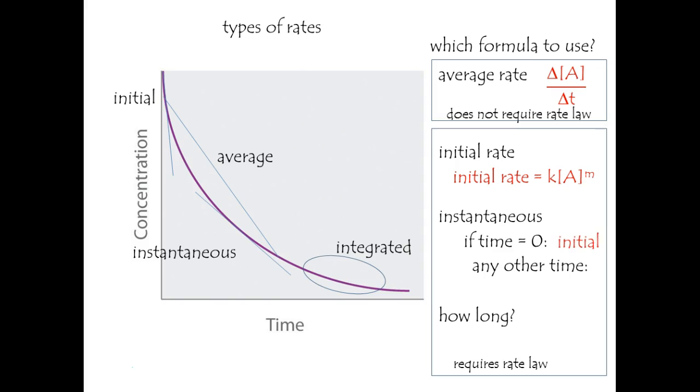The instantaneous rate at time equals 0 is the initial rate. At any other time, it would be an instantaneous rate. I don't think you'd call it integrated. This should say instantaneous. I'm going to fix that. And over a period of time, generating the entire curve, that's an integrated rate. Okay, that's an introduction to rates of reaction, also known as kinetics.